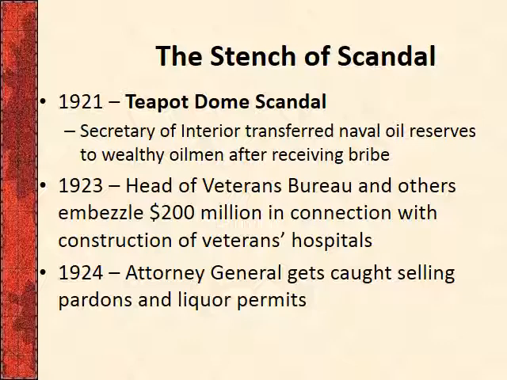In 1923, the head of the Veterans Bureau and others skim just a small sum, $200 million, off the top and put it in their pockets in construction of veterans hospitals. So in the aftermath of World War One, we have all these injured vets, and we start building these VA hospitals to house them and care for them. And the federal government has to pay for the construction, upkeep, and maintenance of these hospitals, and that's what this guy's doing, just stealing off the top.